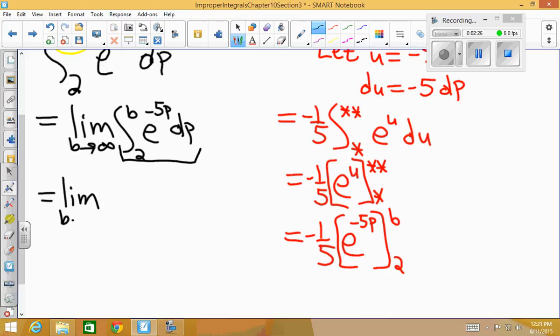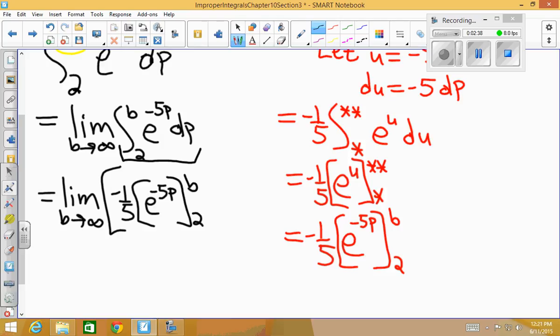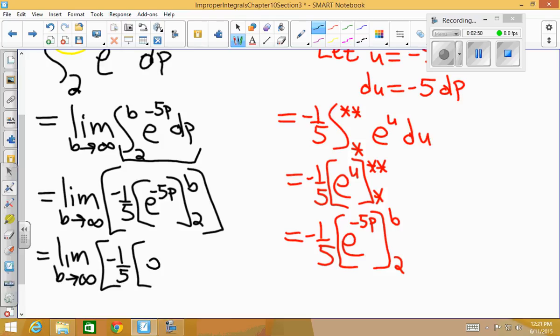Okay, so that can go back over here into our improper integral expression. So the limit as b goes to infinity, negative 1/5 e to the negative 5p, evaluated from 2 to b. Remember that this notation means that you're going to substitute in the b first. That's the upper limit of integration. So e to the negative 5b minus, then you're going to substitute in the 2, the lower limit of integration, e to the negative 5 times 2.